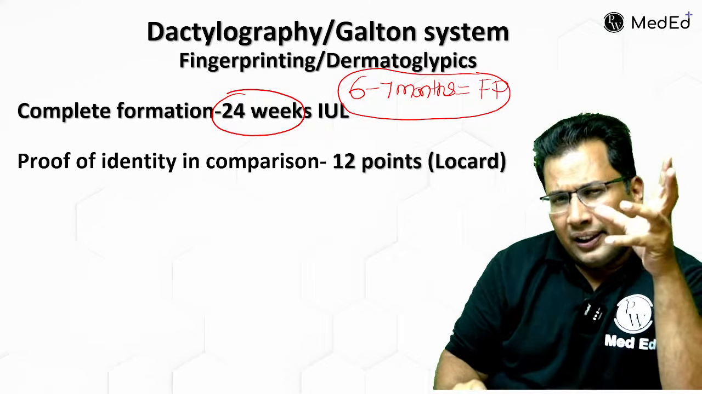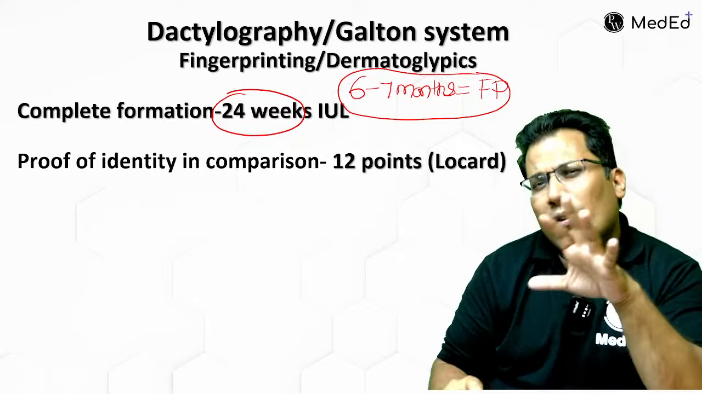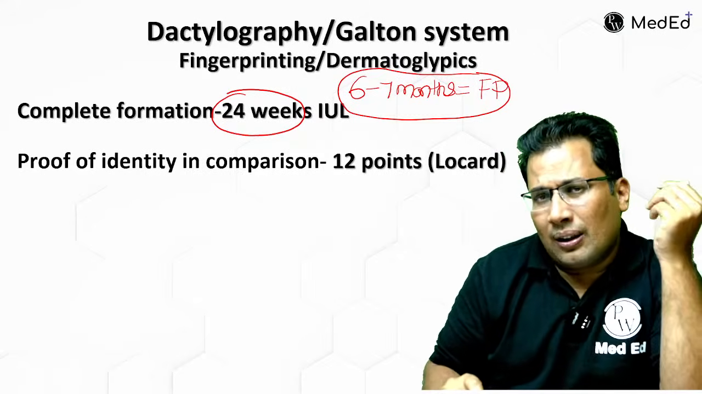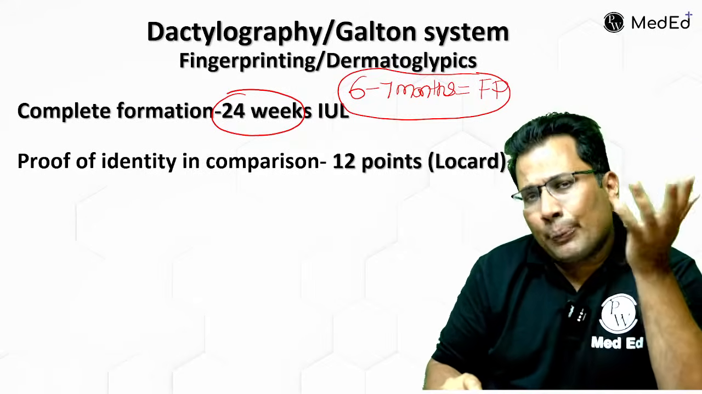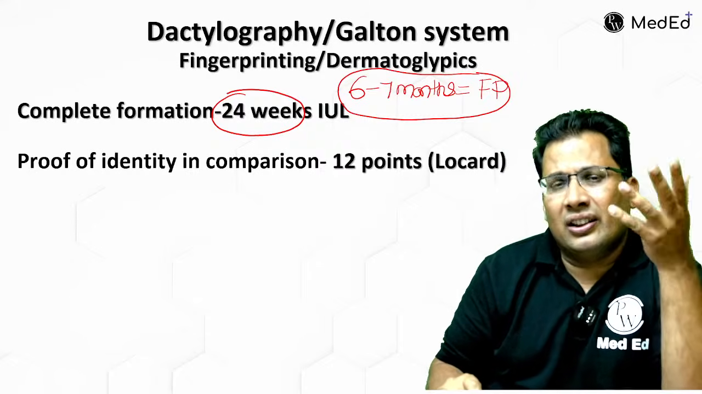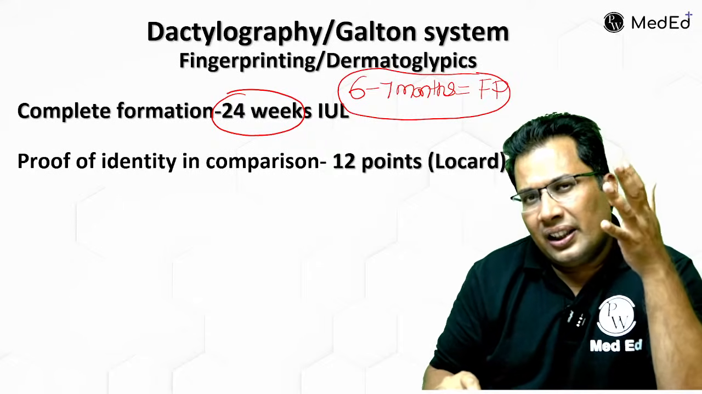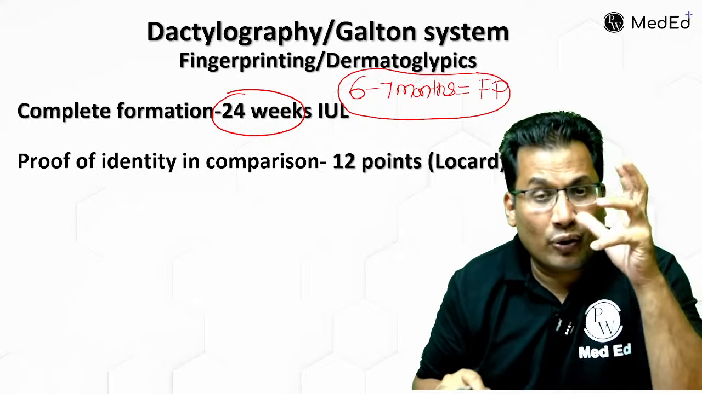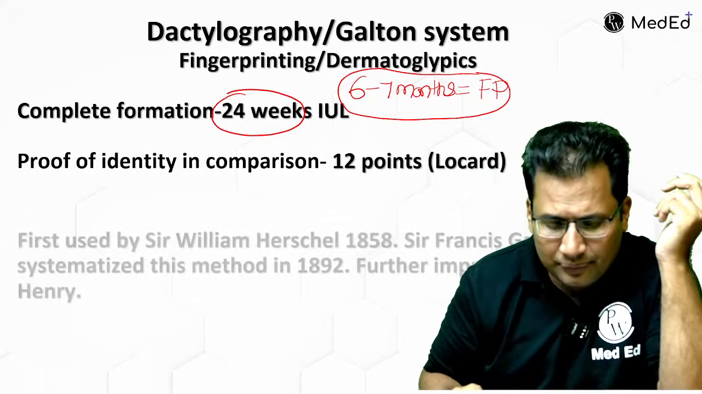The proof of identity as per the Lockhart. So nowadays it is very easy. It's all computer based. So long back, maybe 20-30 years back, the proof of identity is basically in comparison of 12 points as per the Lockhart.